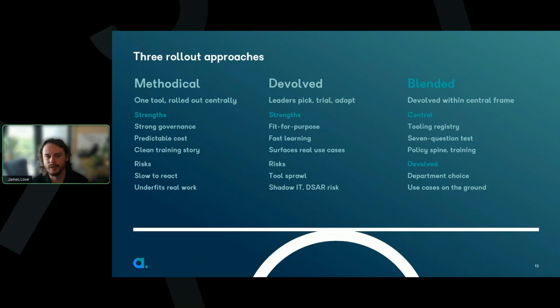This is the working answer for most providers. Not all of you, but most. The right answer depends on regulatory exposure and ultimately which parts of your business you're trying to drive towards excellence. The maturity of your leaders is also a factor, and how far along your change journey you already are. For the majority, though, devolved within a central frame is where you want to land. I'm going to show you what that actually means in a bit more detail.